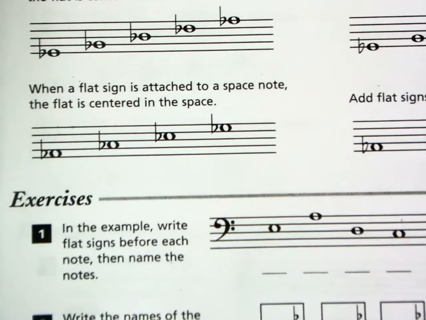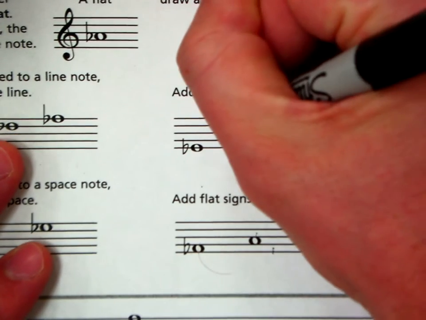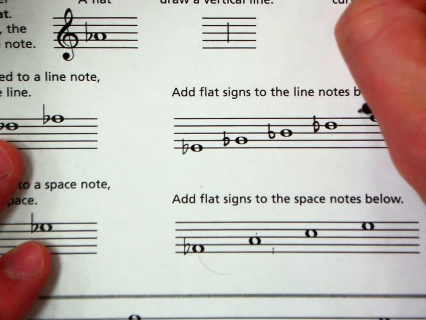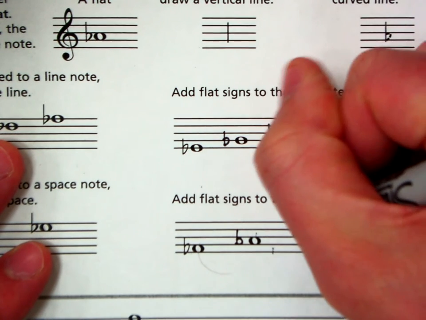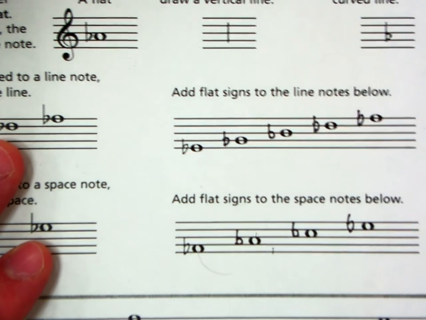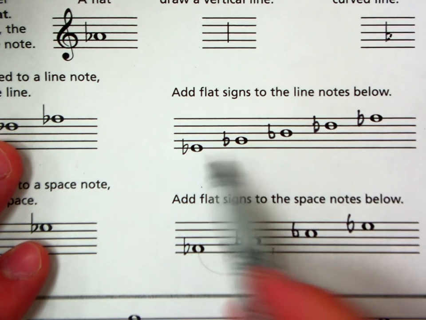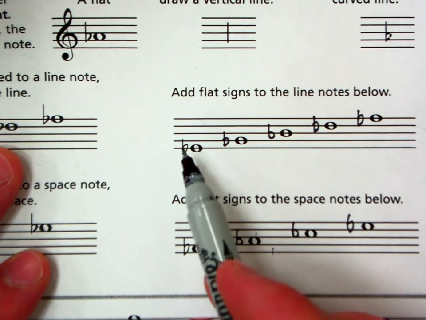Now we could practice a few over here. All right, so we'll just look at them and do that. So all of these are on the line, so we want the flat sign to be on the line also, right? And all these are in the space, so they also go in the space. All right, so there's that, easy enough. And if we say them, E flat, G flat, B flat, D flat, F flat. Now that's assuming we have a treble clef, right? It would be different if it's bass clef.